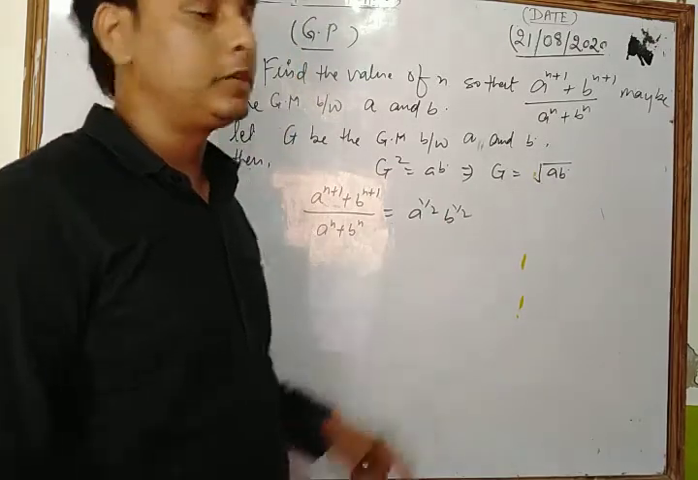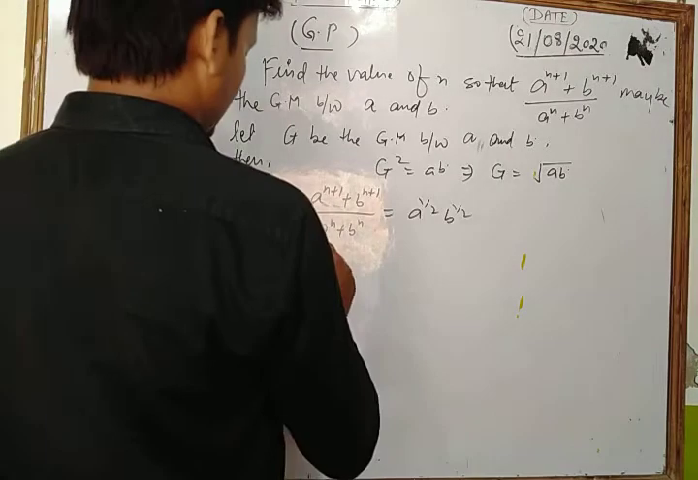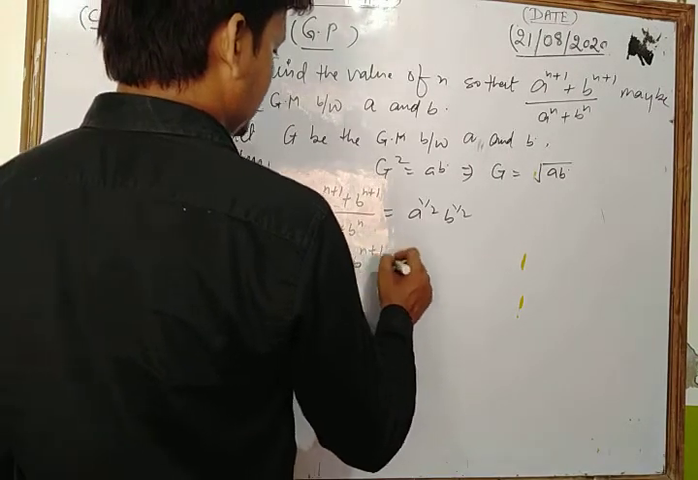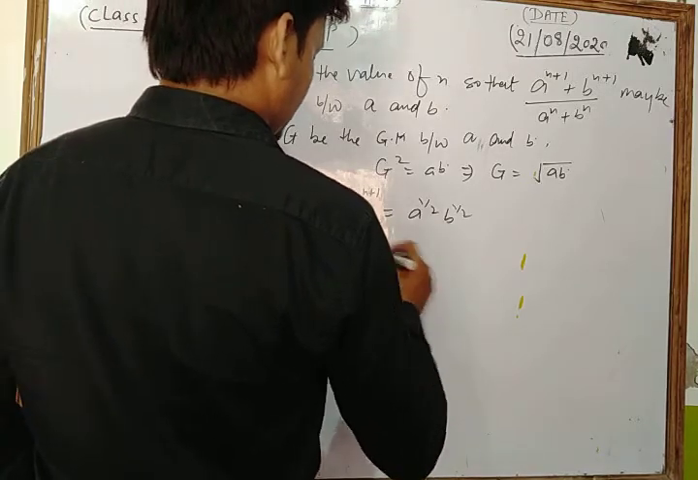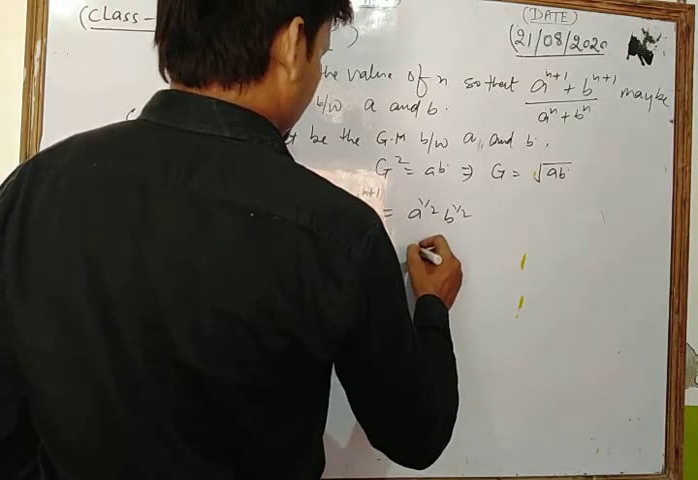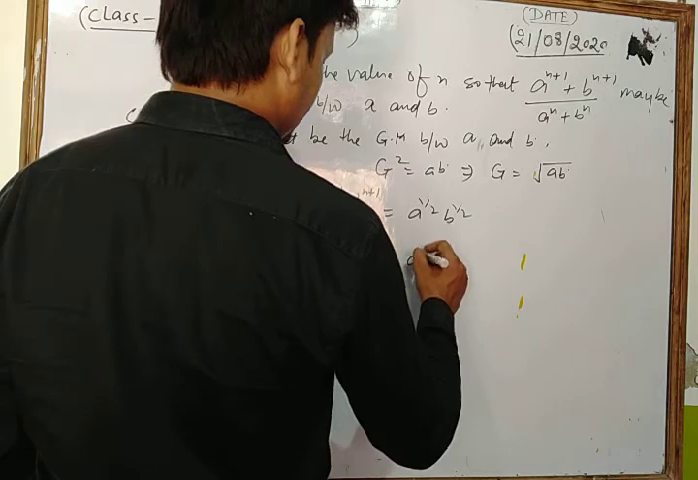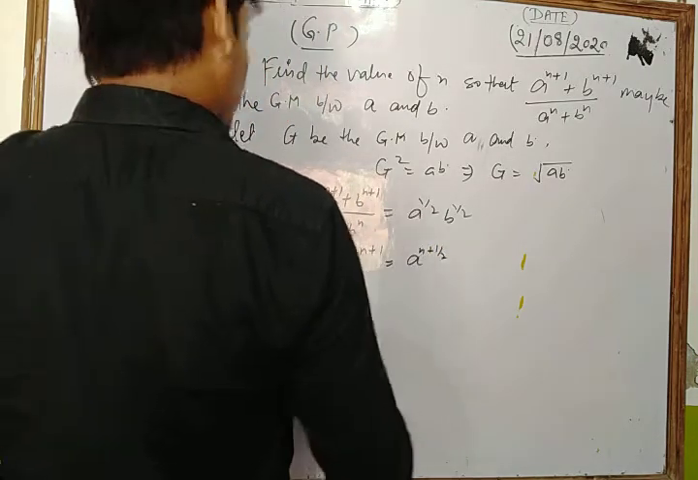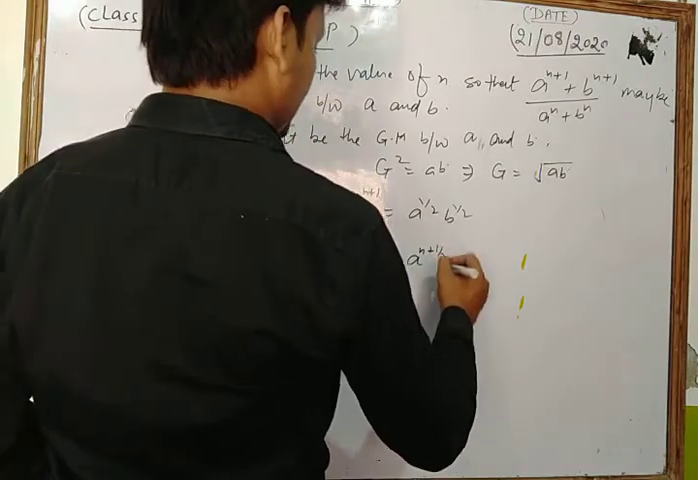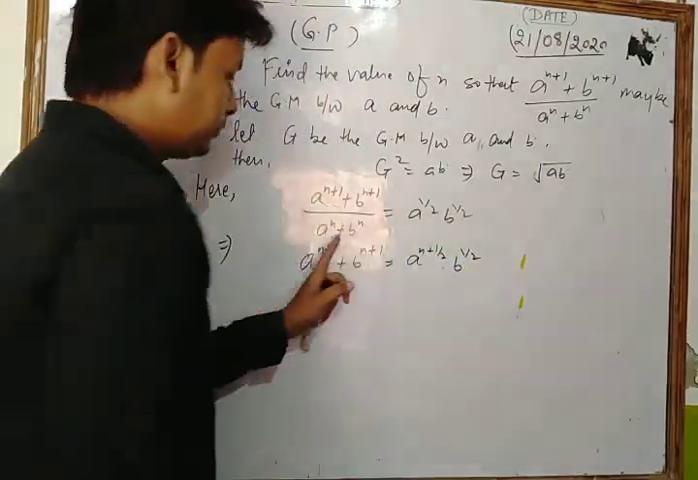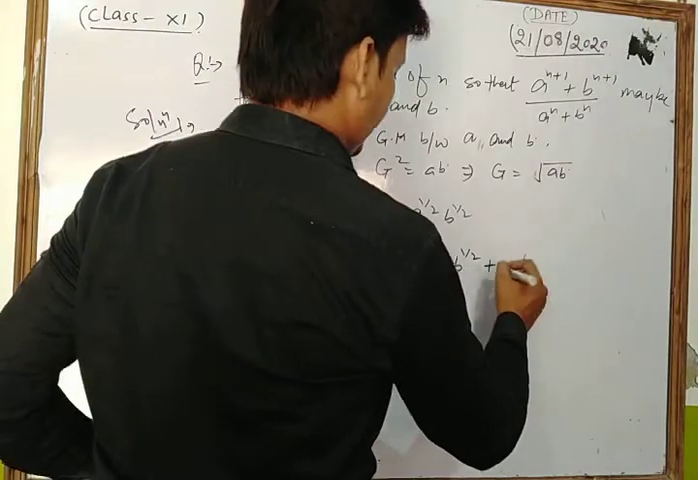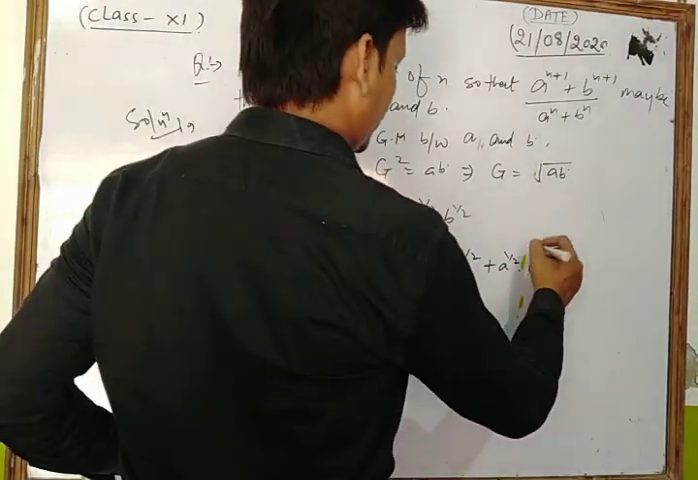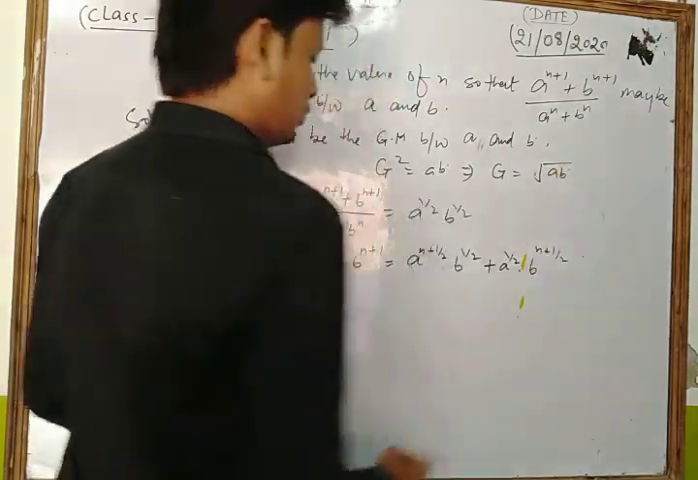Now we do cross multiplication. We have A to the power n plus 1 plus B to the power n plus 1 is equal to, here we have A to the power n plus 1 by 2 into B to the power half. Now we multiply this into this, so we have A to the power half into B to the power n plus 1 by 2.